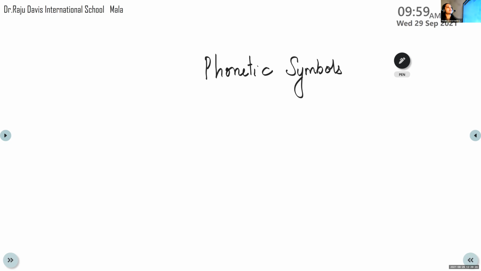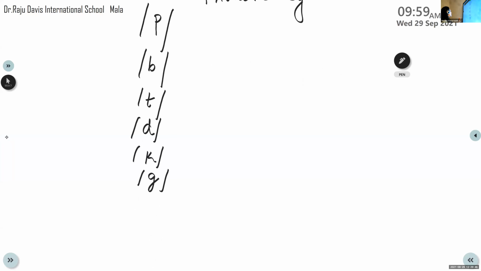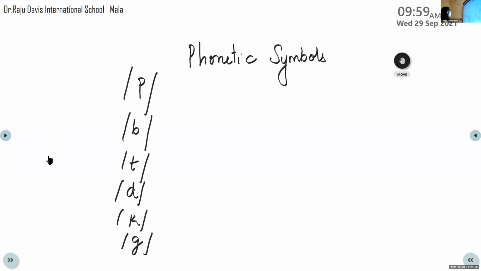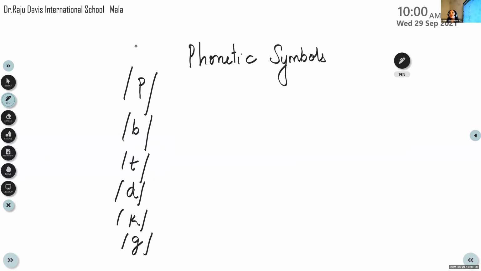We started yesterday with plosives: p, b, t, d, k, g. These were the plosive sounds that we had studied, and the symbols are written between slashes. The phonetic symbols of plosives are very much the alphabets themselves written in between slashes.